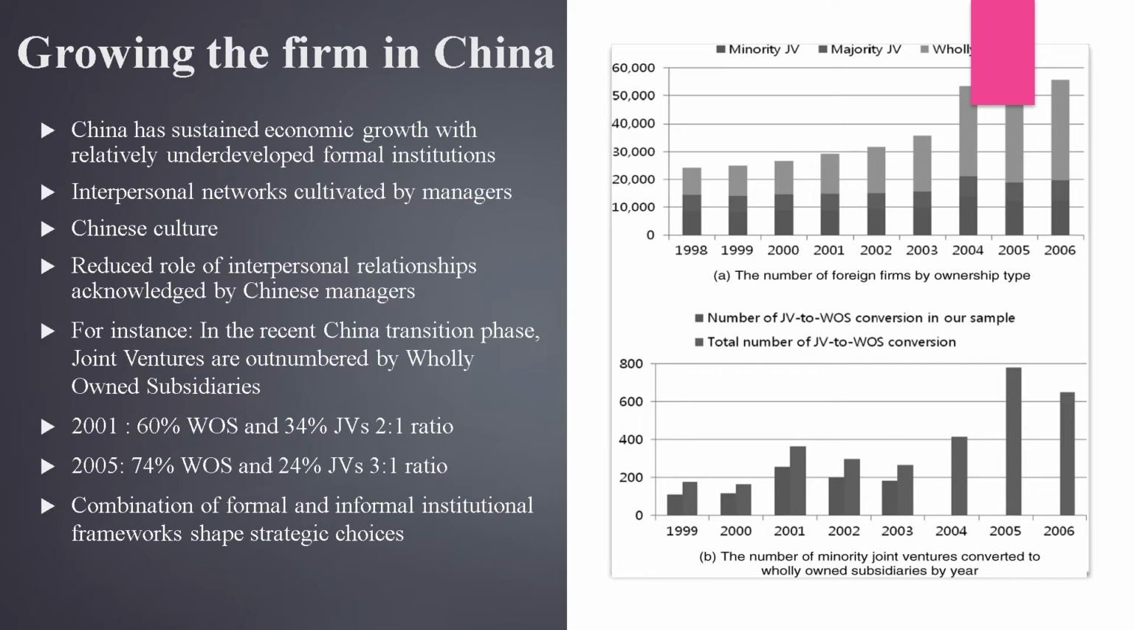For example, considering an area particularly important in IB, entry modes, there is the reduced role of JVs over wholly owned subsidiaries. JVs are joint ventures which rely on local partners to direct the institution. So, thereby, it is evident that it is the combination of formal and informal institutional frameworks that shapes strategic choices.